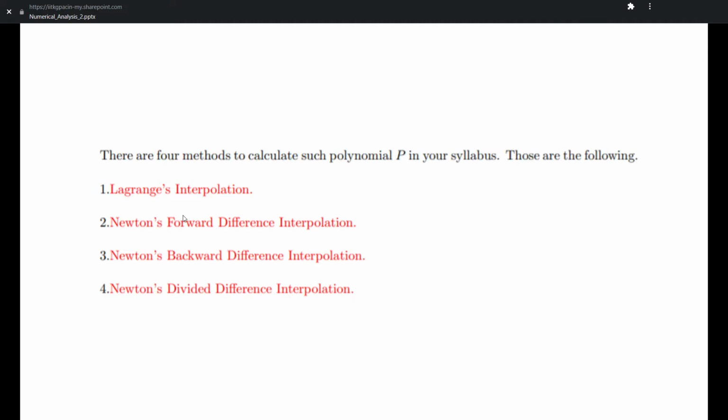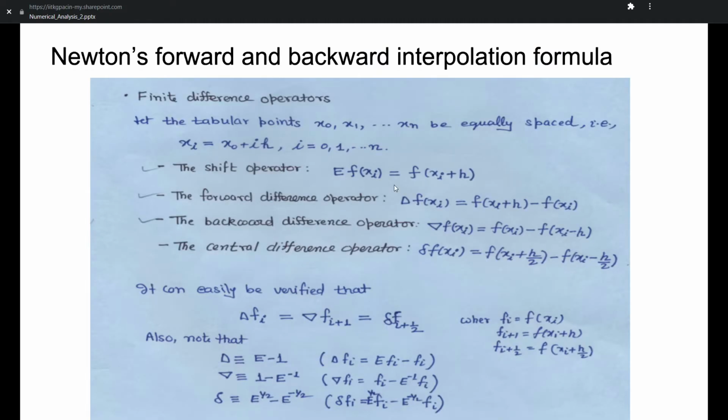So there are four methods to calculate this interpolating polynomial. We will discuss them one by one. At first, we will be discussing Newton's forward and backward interpolation formula. Let us say we have tabular points x0, x1 to xn, and these are equally spaced. So we need to know about certain difference operators. The first is the shift operator called E. It says that E f(xi) = f(xi + h), which means that when we operate E on f(xi), it gives the function value at the next data point, that is xi plus h.